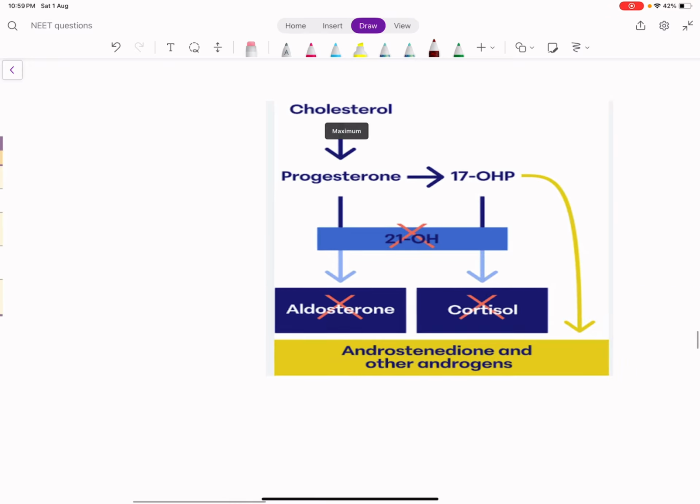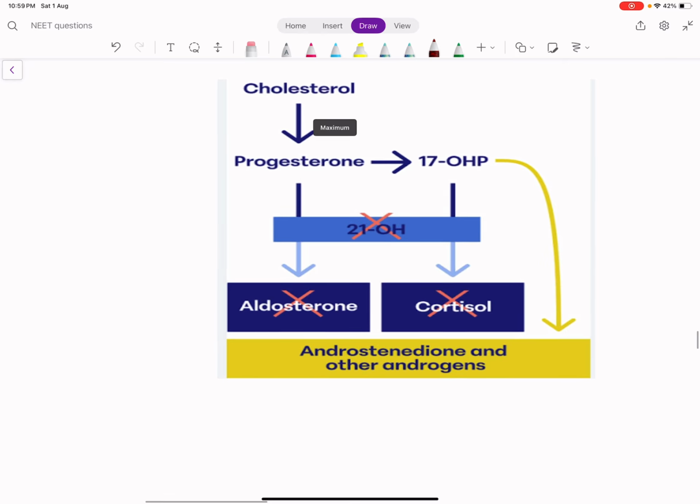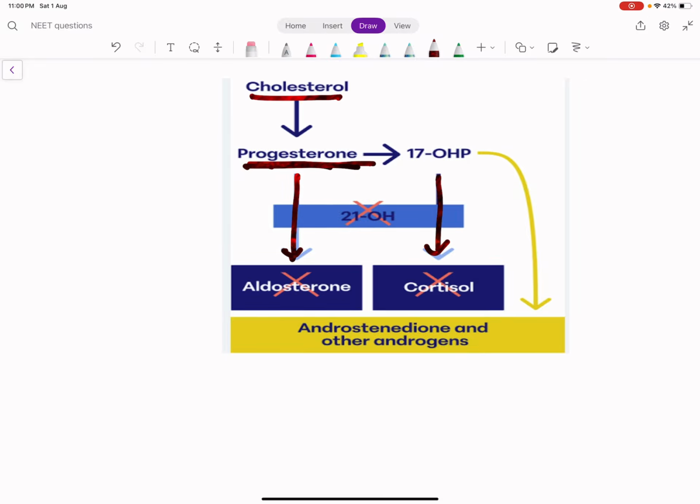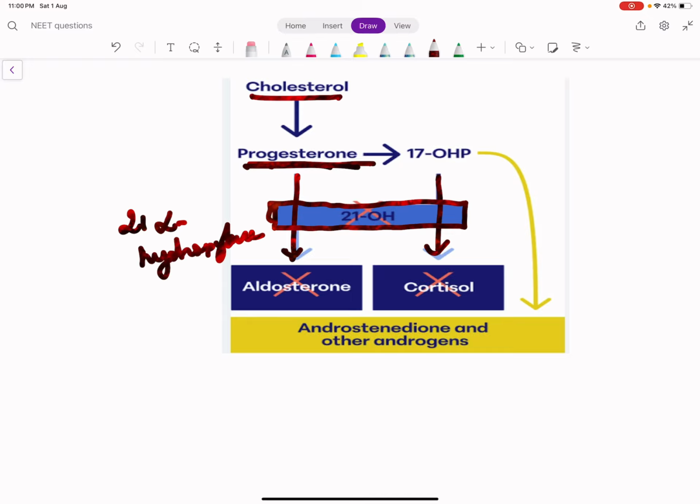This is one place where there is so much confusion. Just remember, cholesterol through progesterone. Progesterone is the precursor for aldosterone production and cortisol production. When a particular enzyme is deficient, that is 21 alpha hydroxylase, aldosterone and cortisol are not formed. So what happens to the excess progesterone?